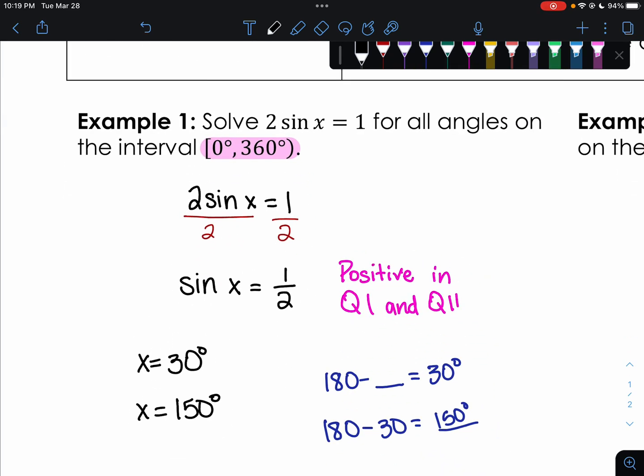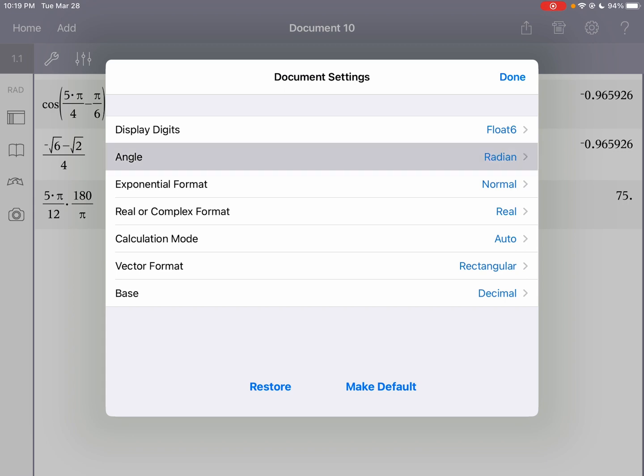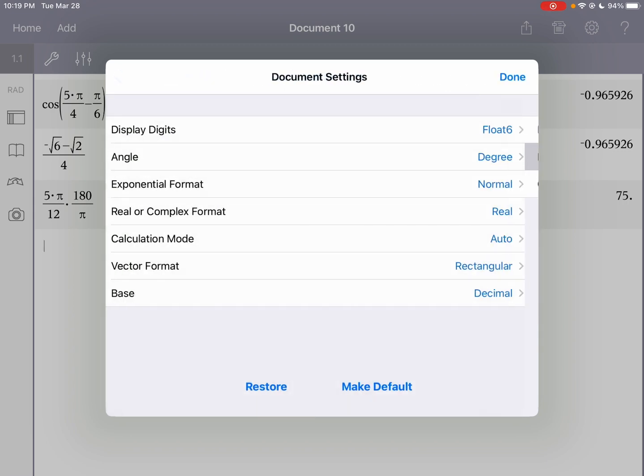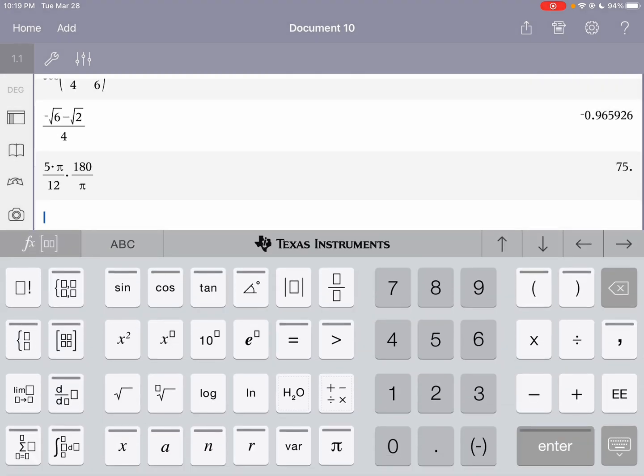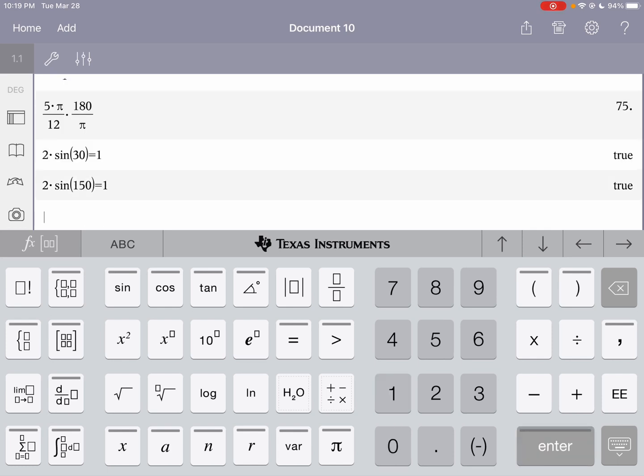Now when you plug these values back into the original equation, it should make the statement true. Depending on your calculator, you can always use your calculator to double check. So what that would look like is if I make sure that I switch back to degrees because my angles are in degrees. Okay, this is a way we can check our answer. If I type in 2 sine of 30 degrees equals 1, it's going to tell me that it's a true statement. If I type in my other angle, 2 sine of 150 degrees equals 1, it should say true.